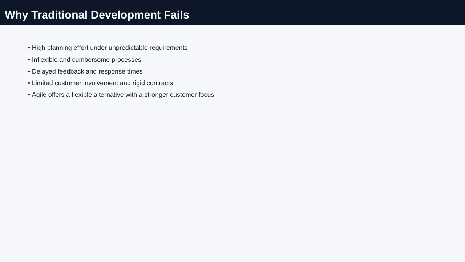Traditional development methods often struggle because they require extensive planning up front, which is difficult when requirements are uncertain or likely to change. These processes tend to be rigid and complex, making it hard to adapt as the project evolves. Feedback usually comes late in the cycle, delaying necessary adjustments and slowing down the response to issues. Additionally, customer involvement is minimal, and contracts are often fixed, which limits flexibility and collaboration.